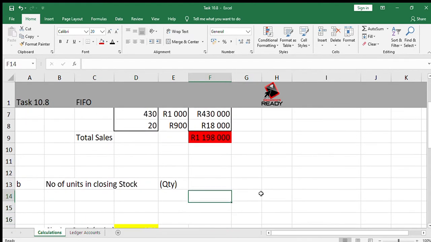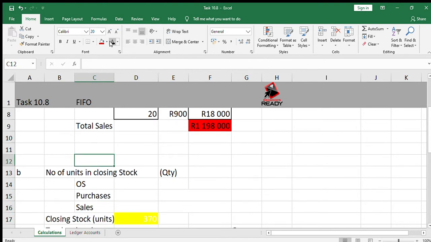So we're going to start with the number of units in closing stock. Remember, you need to work in quantities, not in Rand values, for this. In this question, we have opening stock, purchases, and sales. Carriage on purchases does not affect this calculation at all. You must remember that. The quantity of opening stock is 200 units, because carriage on purchases does not change the quantity. We're going to add on purchases, in total 1,370. The way we got this was that in January 520 were purchased, February 570, and March 280.